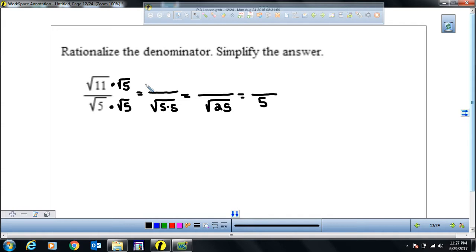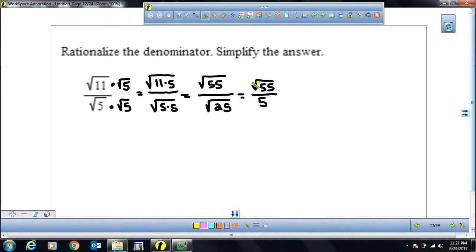Now, the numerator is going to be the square root of 11 times the square root of 5, which is the square root of 11 times 5, which is equal to the square root of 55. And now, can the square root of 55 be simplified? Can you find a perfect square that can be divided into 55, such as 4, or 9, or 16, or 25, or 36, or 49? The answer is no. None of them divide 55, so the square root of 55 is going to stay as it is. And this is my answer with the denominator completely rationalized.